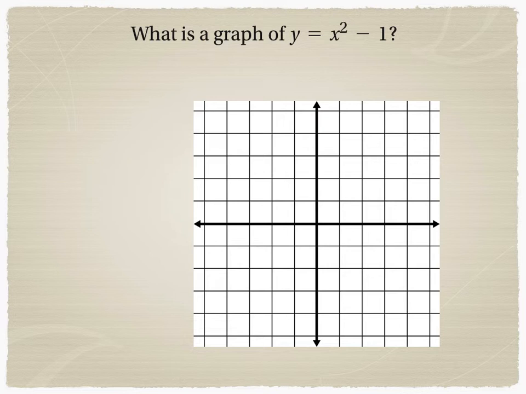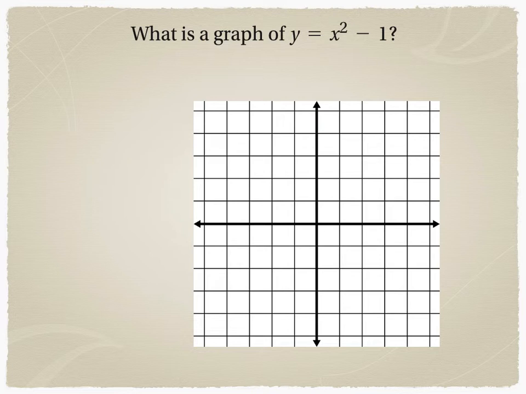So this next example is a little bit more complicated. It says, what is a graph of y equals x squared minus 1? You might have graphed something like this before. Chances are you probably haven't, but if you notice, it says x squared. So it's not 2 times x, it's not x divided by 2. Those are the types of things that we are used to graphing so far. This is an x squared.